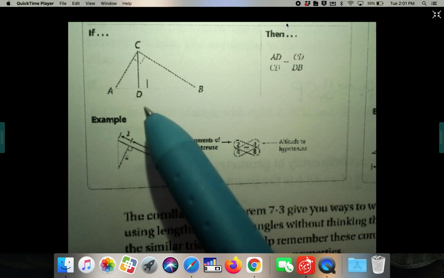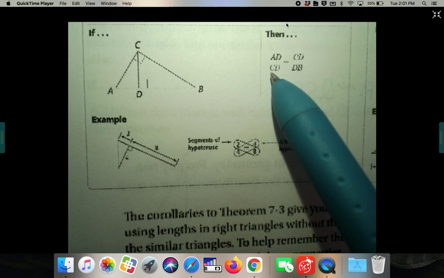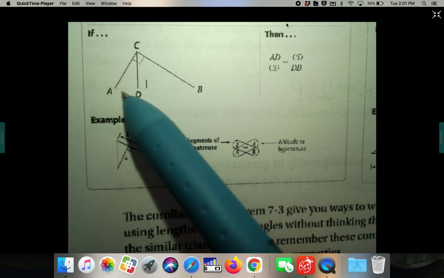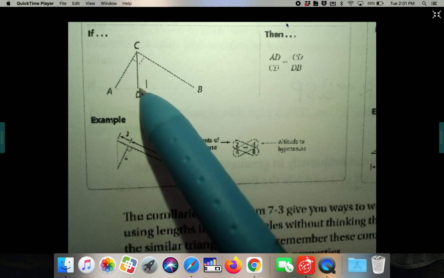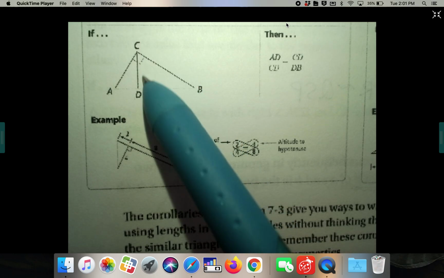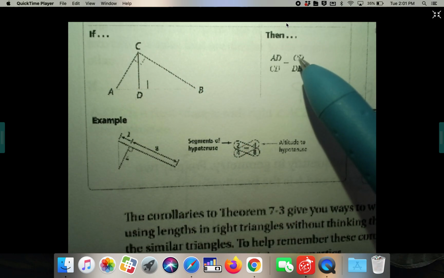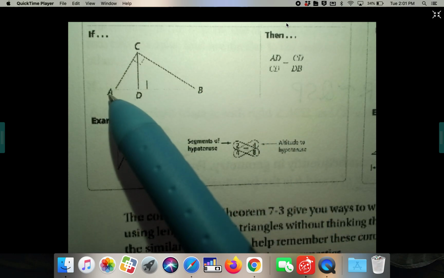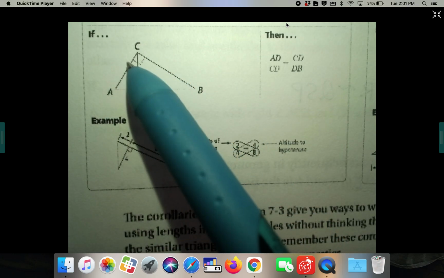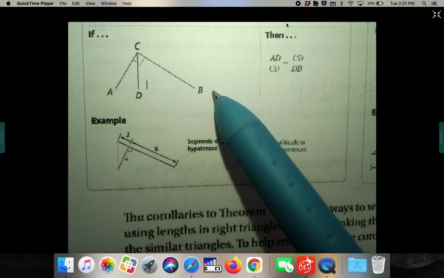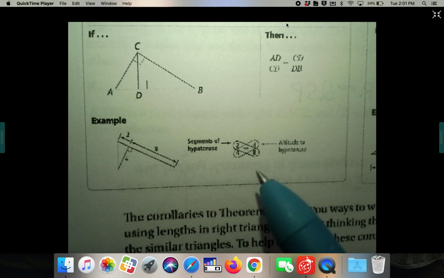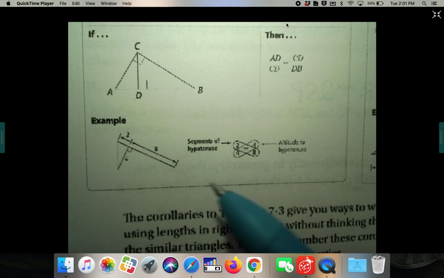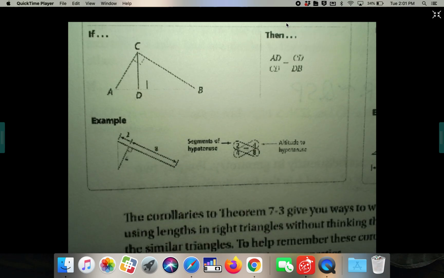So if you can set this up, AD over CD, so what I'm looking at is short leg over long leg equals CD, which is short leg, over DB, which is long leg. So if you do short leg over long leg of the little triangle equals short leg over long leg of the medium triangle, you can set that up and find the geometric mean. If you only have 3 of the numbers, you can find the 4th one by doing the geometric mean.